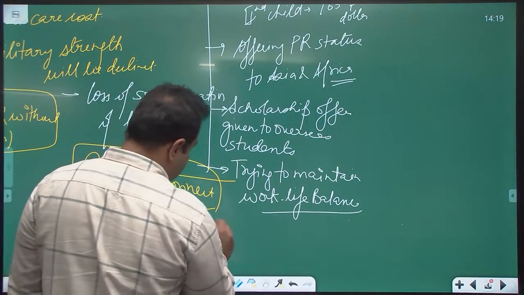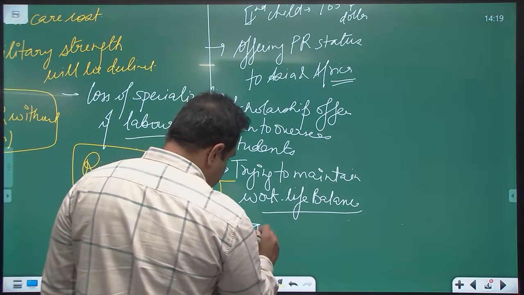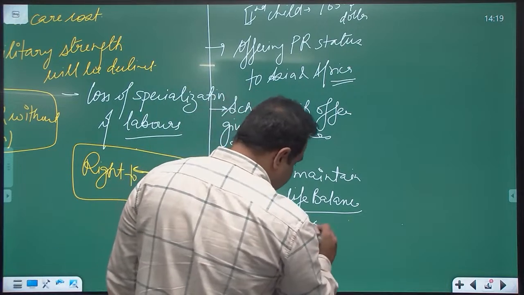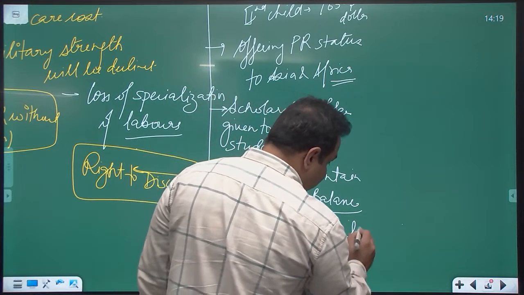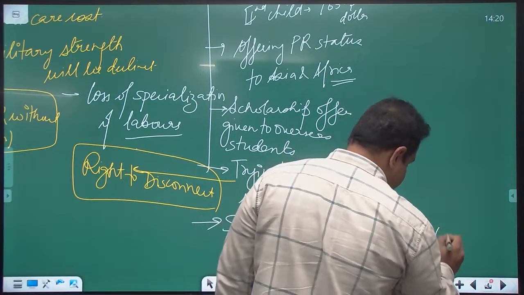Another is they also have a slogan that has been in news earlier, that we must have 3 children, one for father, one for mother, and one for nation.